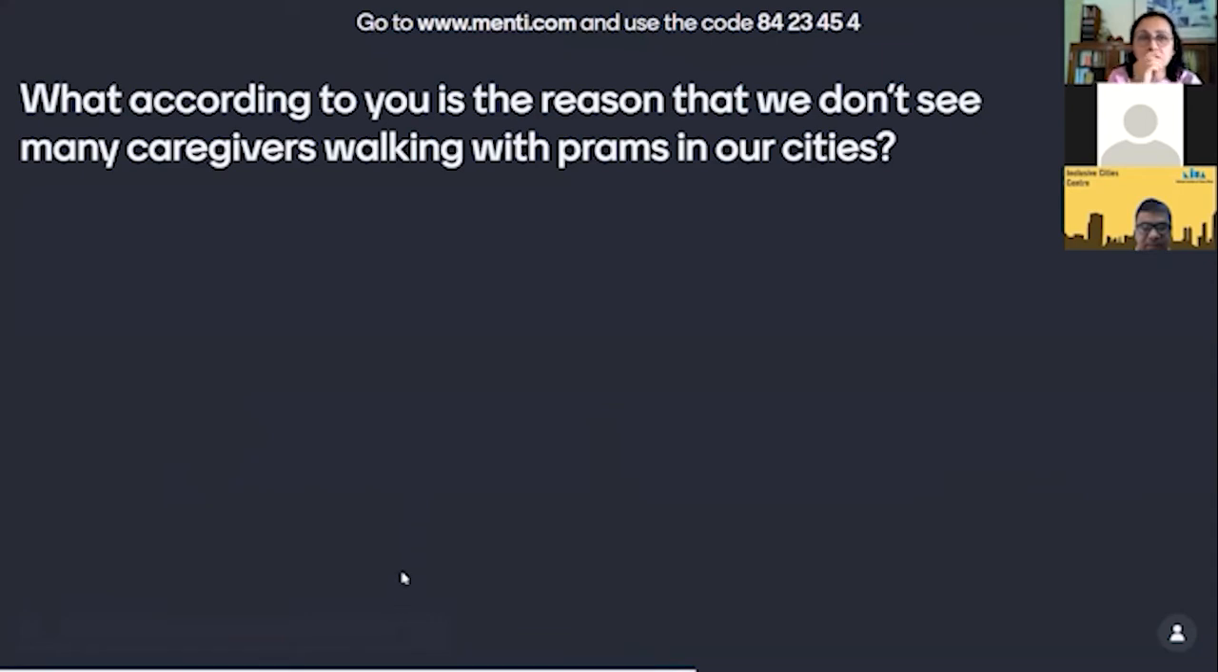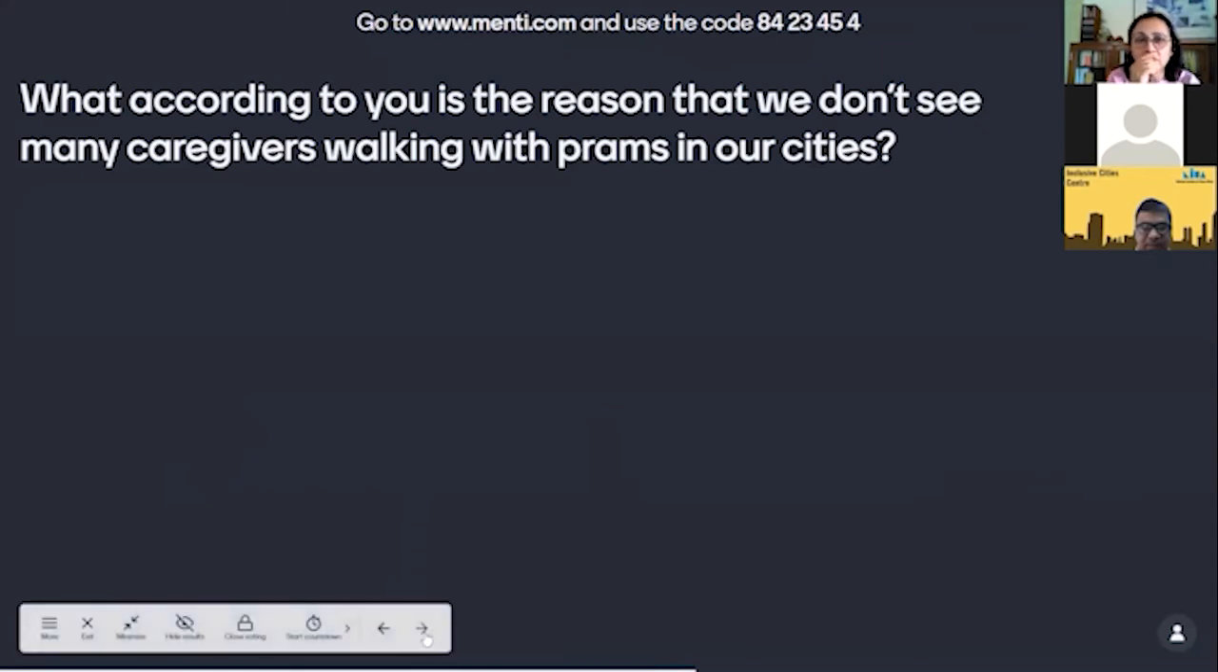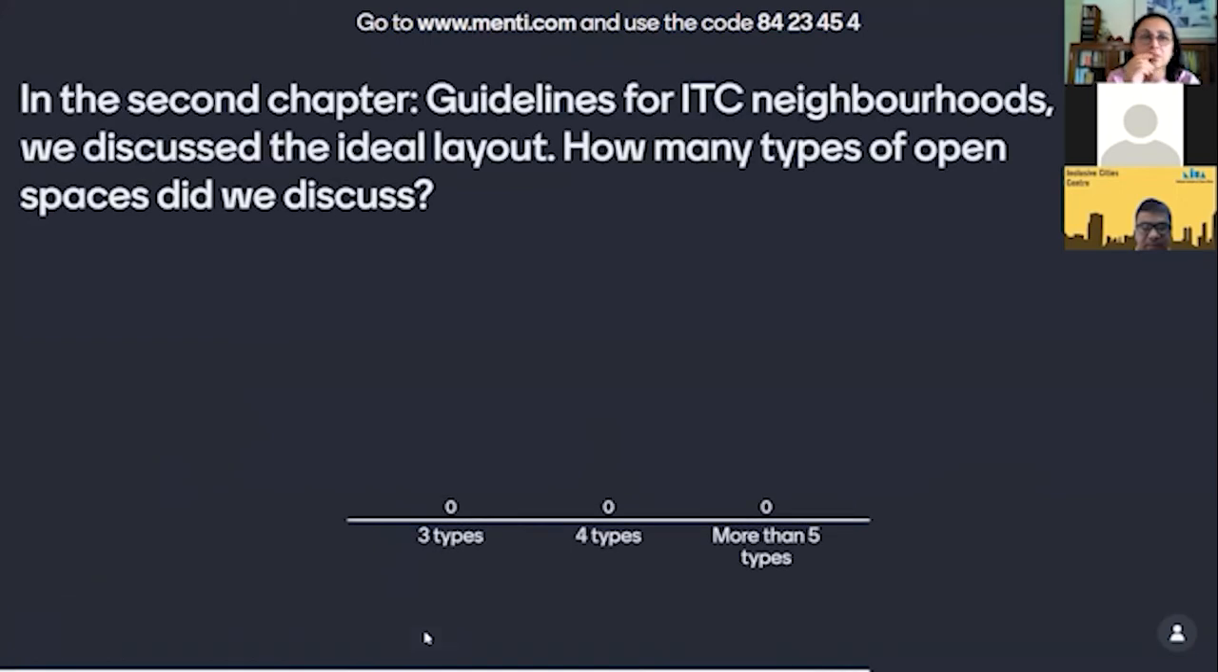this is a quiz. The question here I will just share is, we just looked at ITC guidelines for neighborhoods. We discussed an ideal layout for the neighborhoods. How many types of open spaces did we discuss? Were there 3 types or were there 5 types of open spaces? Same Mentimeter link पे आप जा सकते हो और इसको refresh करेंगे तो you will be able to see this question.